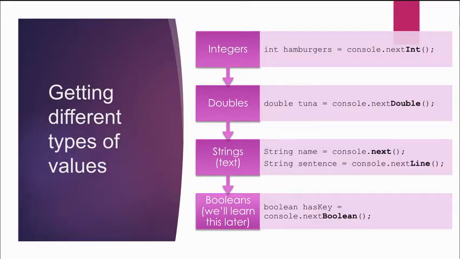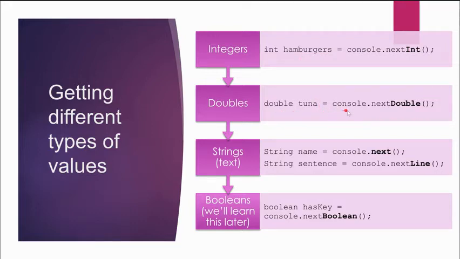Getting different types of values. We may want to get integers or doubles or strings or maybe even booleans later. And this is the code that you'll need to do that. If you want an integer, let's say we're prompting for the number of hamburgers that somebody is possibly going to request. We would want to create a variable for storing hamburgers. So int hamburgers equals. Remember that console is the name of our scanner, so we would say console dot and then a method. In this case, since we're looking for integers, we're going to ask the scanner to read the nextInt. This will read an integer number that's typed in at the keyboard and store that value in hamburgers.